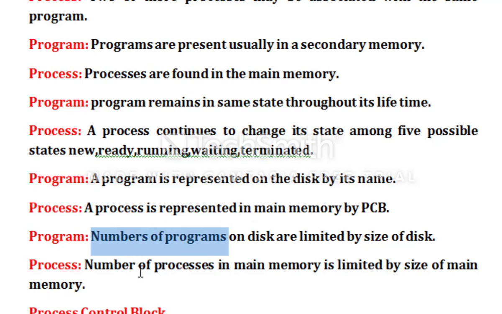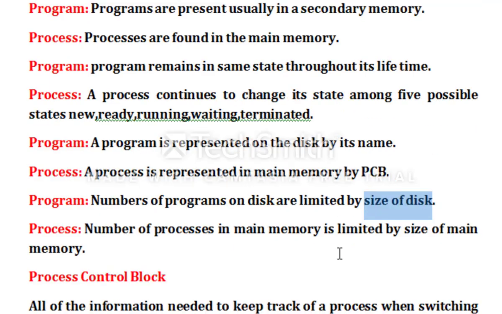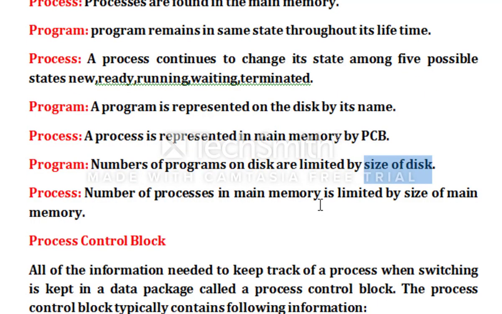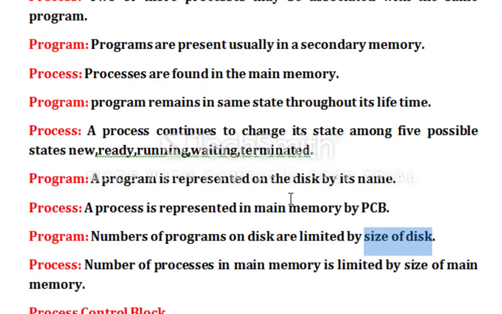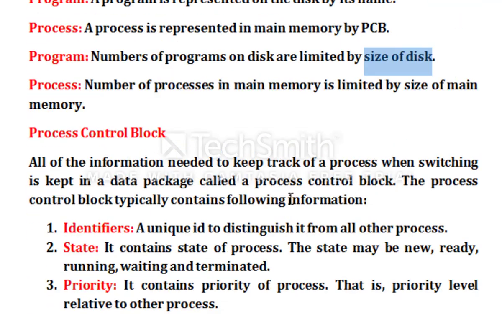In the same way, processes depend on the size of primary memory, that is, how many processes we are running in the primary memory. So it depends on the size of primary memory or RAM. So programs are based on the size of the disk and processes are based on the size of primary memory. Okay, so these are the differences between process and program, how they differ from each other.